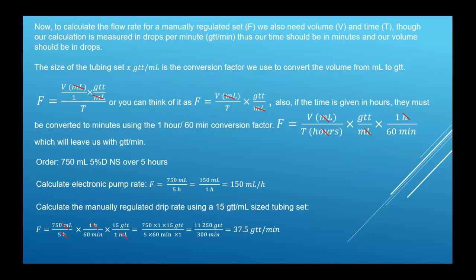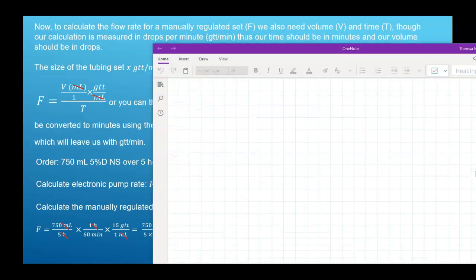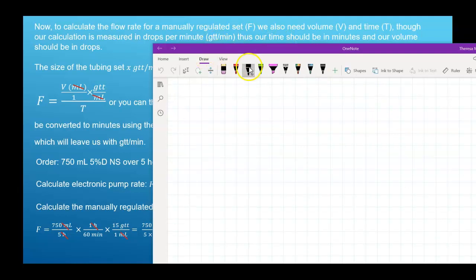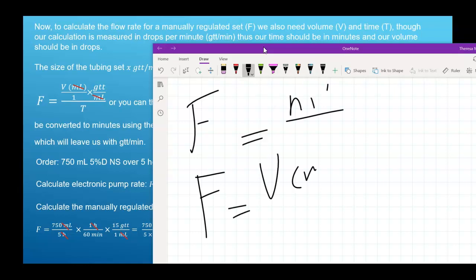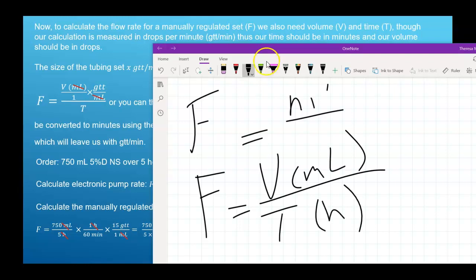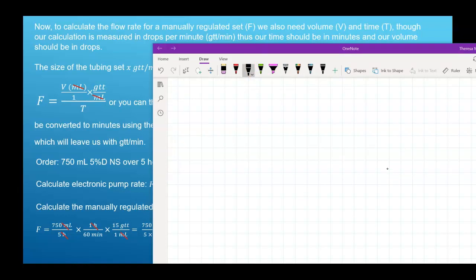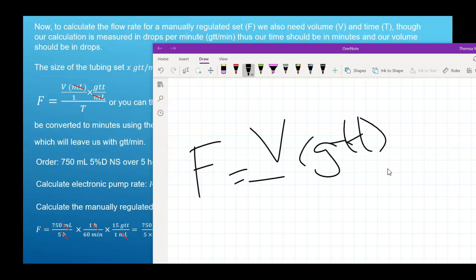Okay, so if it's an electronic pump, your flow rate equals number of milliliters, which is your volume, volume in milliliters over time in hours. Now that's the electronic pump. If it is the manually regulated set, your flow rate is going to be volume in drops over time in minutes.